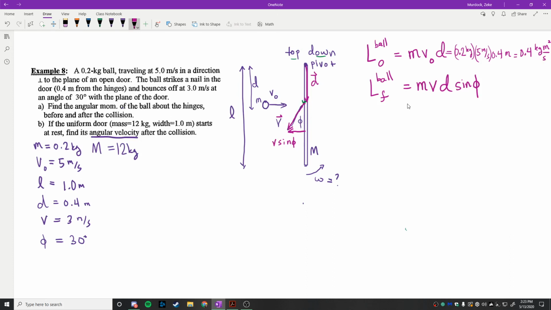That's the unit for angular momentum. L final ball is going to be the mass of the ball, which is 0.2, times v, the final velocity, 3, times d, which is 0.4, and then times the sine of 30. That gives 0.12.